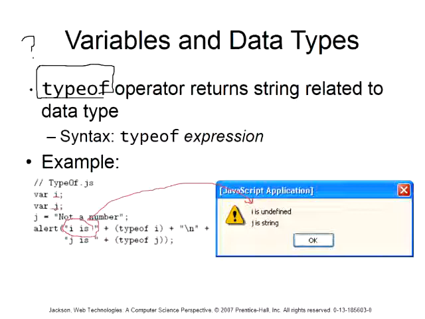Yes, so because it is not initialized, or it has no value, I is undefined. G is a string, so typeof G returns string, and typeof I returns undefined.